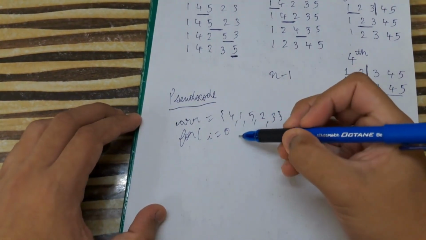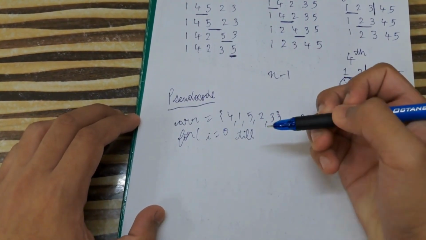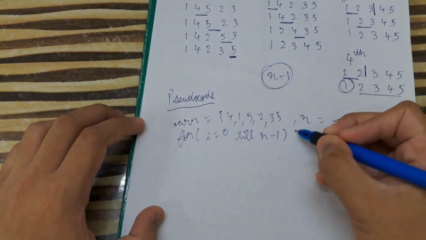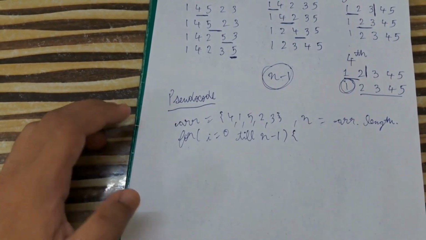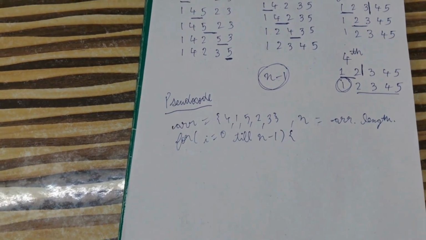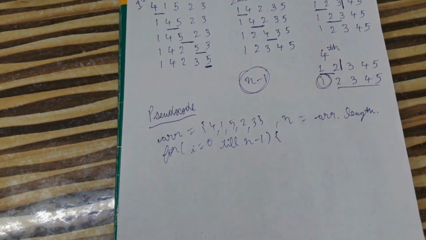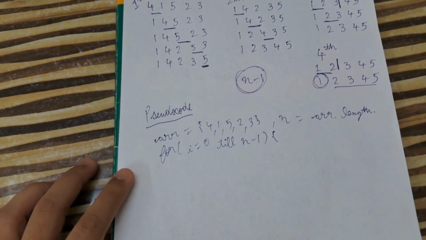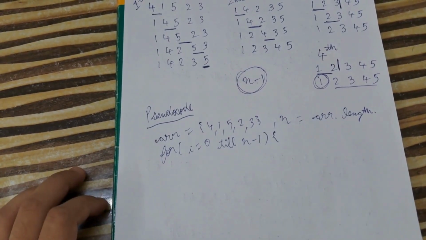Starting from i equals 0 till n minus 1, as I told you here. So only 4 iterations are required when 5 elements are there in the array, because the last element will automatically be in the correct position. So we don't have to check for that. Why waste time on such unnecessary things?